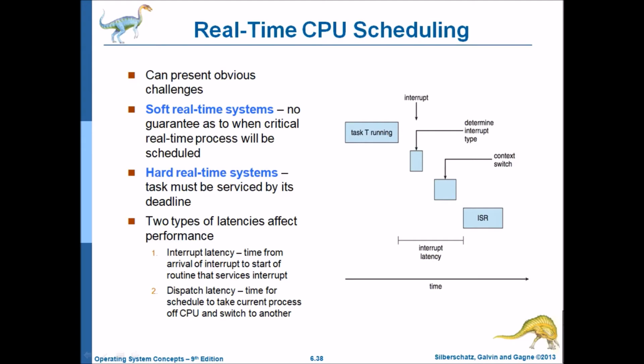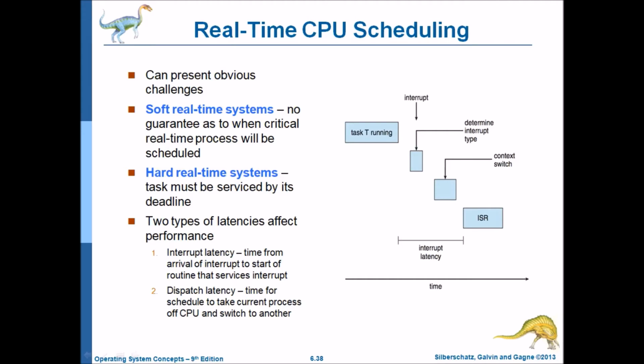Now the amount of time required for the scheduling dispatcher to stop one process and start another is known as the dispatch latency, which is covered previously. So providing real-time tasks with immediate access to the CPU mandates that the real-time operating system minimizes this latency as well. The most effective technique for keeping dispatch latency low is to provide preemptive kernels.